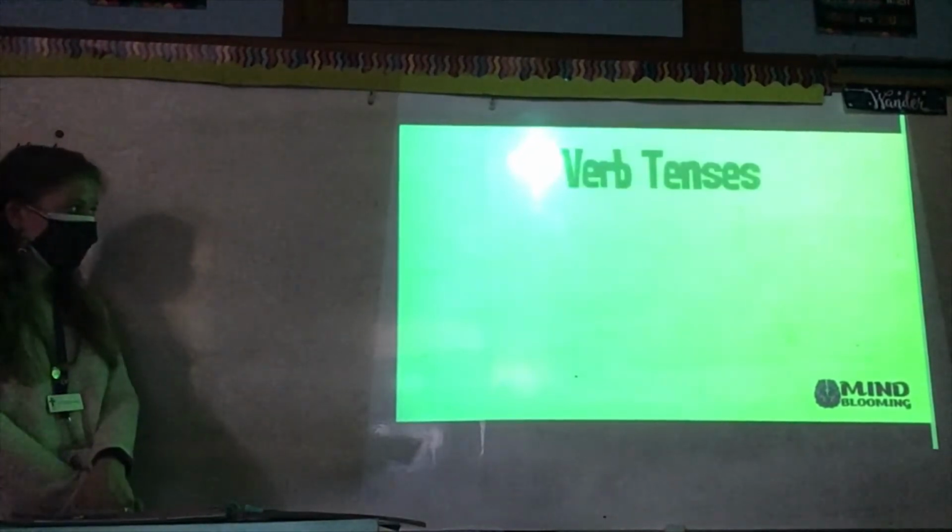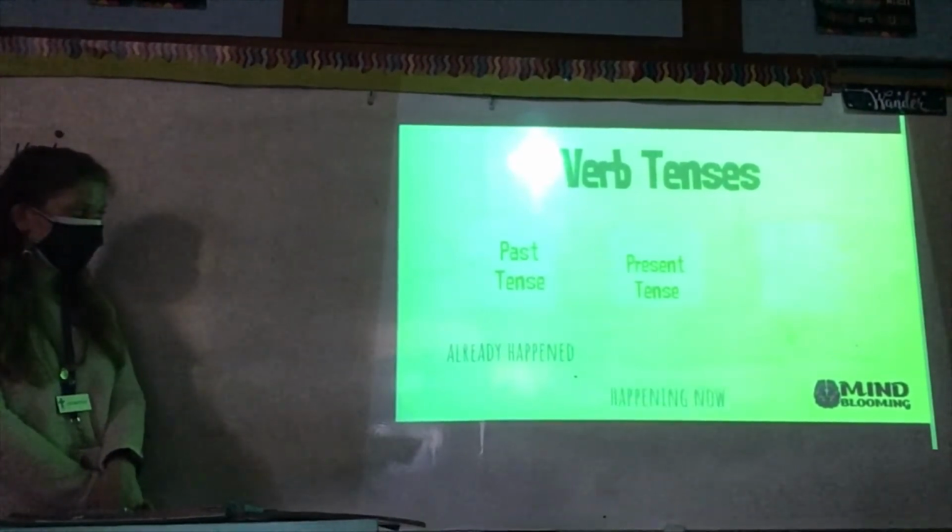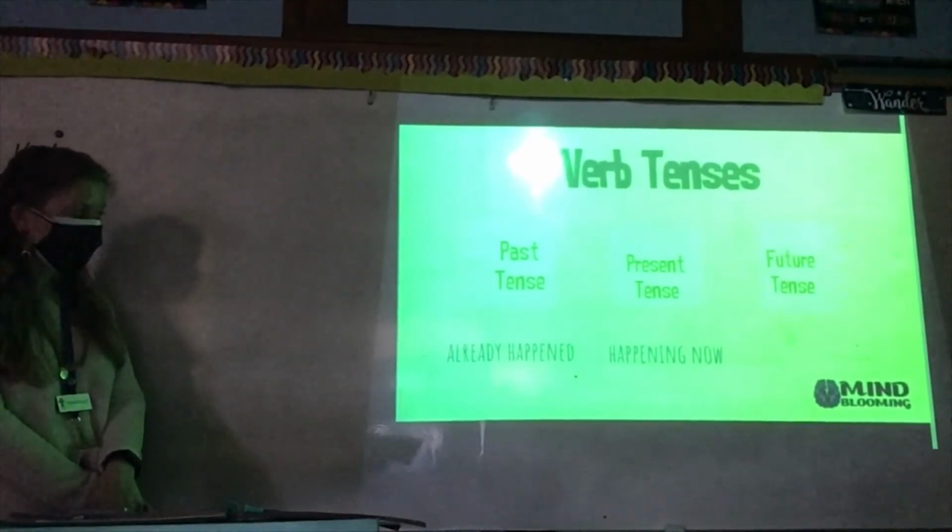So far, we learned that we have 3 verb tenses. Past tense means it already happened. The present tense means it is happening now. And the future tense means that it will happen.